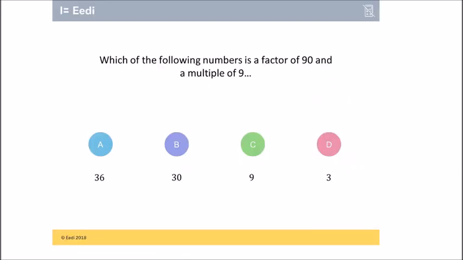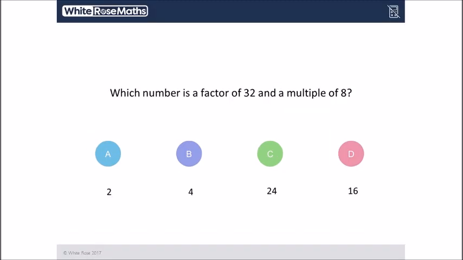So just like what we do in lessons, let's test ourselves. If you find that you need some more time to think, please just pause the video. So our first question, so this is combining the knowledge from this lesson, but also last lesson as well. So which of the following numbers is both a factor of 90 and a multiple of 9? So the answer we're looking for should have been C. We know that 9 is a factor of 90 because 9 times 10 gives me 90. But we also know that 9 is a multiple of 9 because 9 is the first number in the 9 times tables.